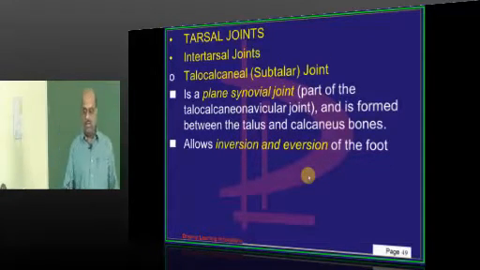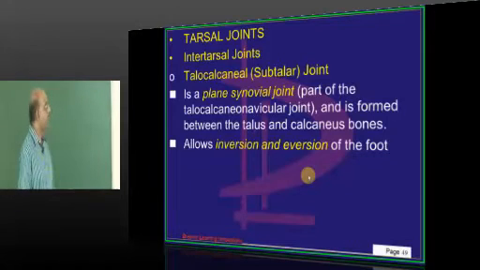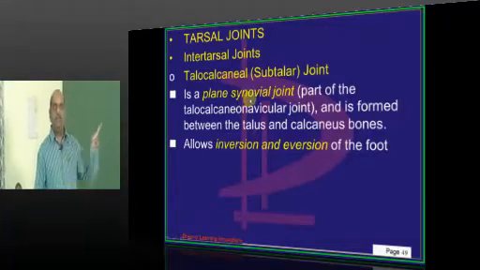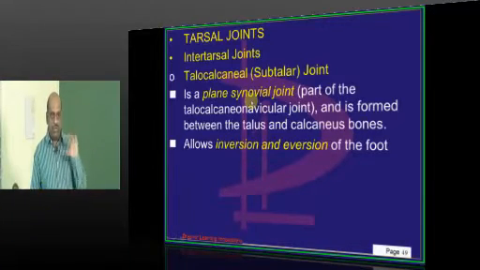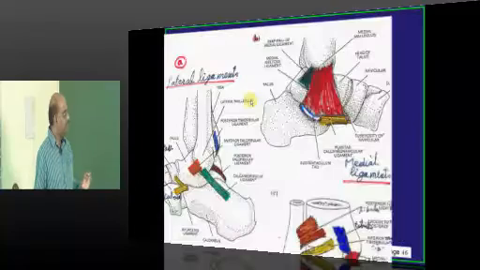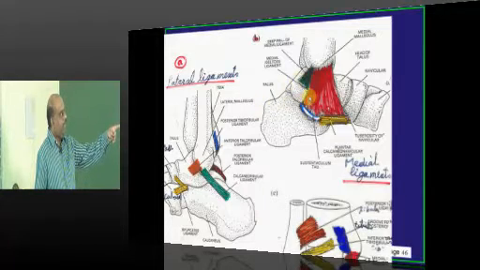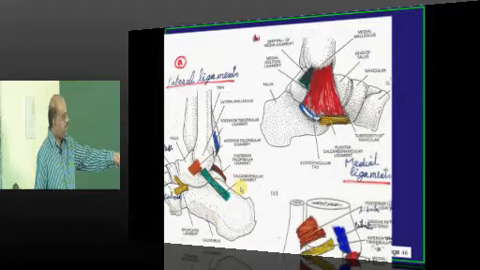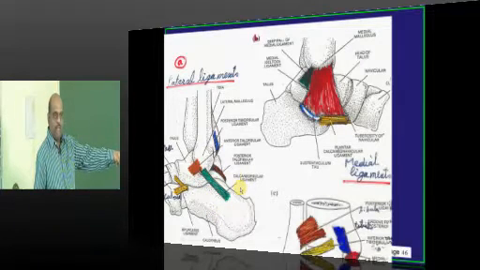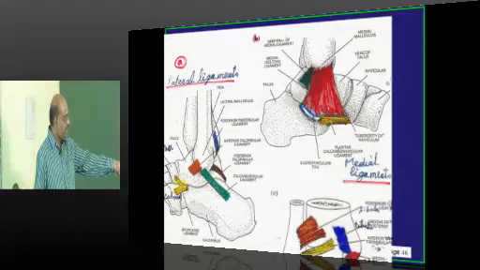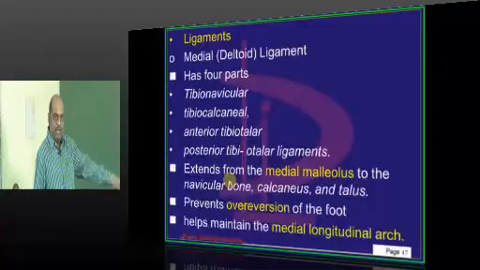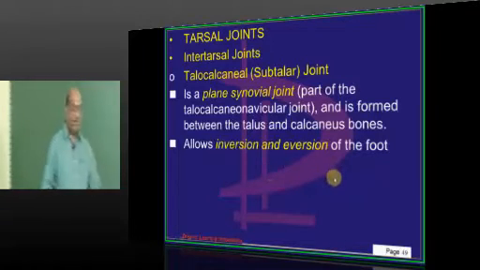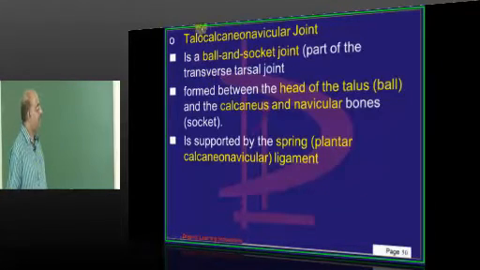Now, doctor, let's look at the tarsal joints. We have the subtalar joint between the talus, the keystone, and the calcaneum. Between the talus and calcaneum, we have a joint which is called the talocalcaneal joint. It is between talus and calcaneum, and it is also called the subtalar joint. It is a plain synovial joint and it will allow inversion and eversion.